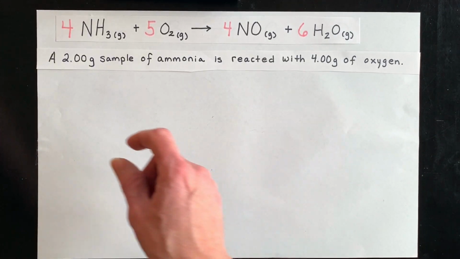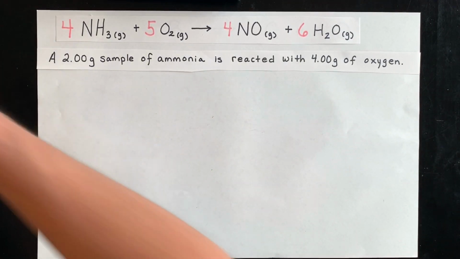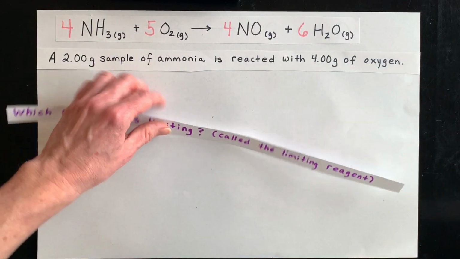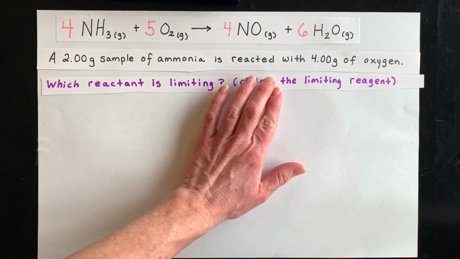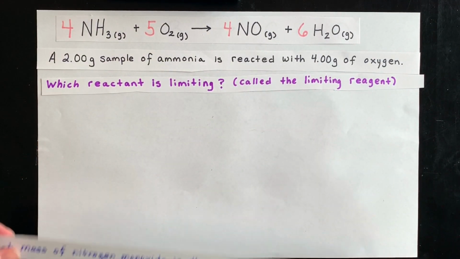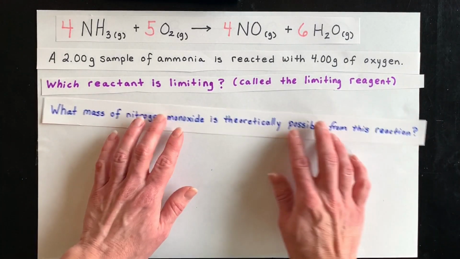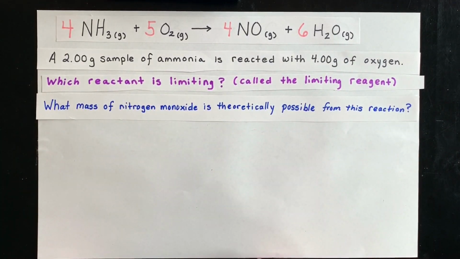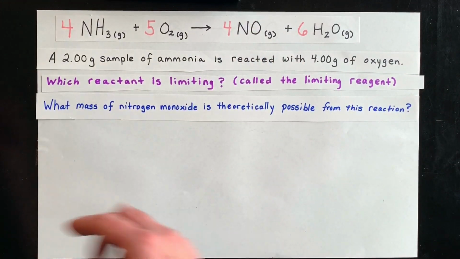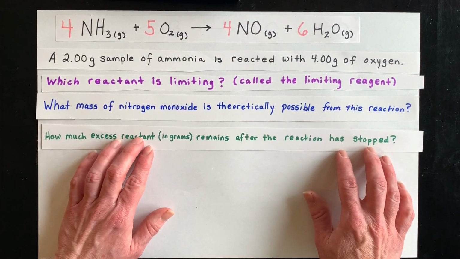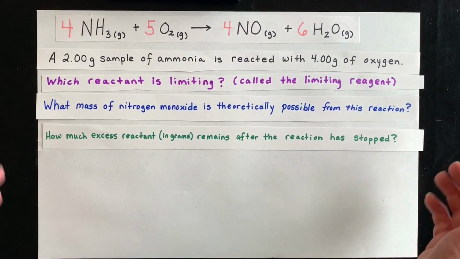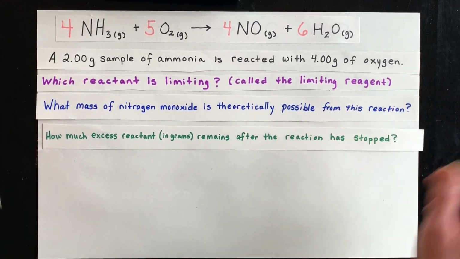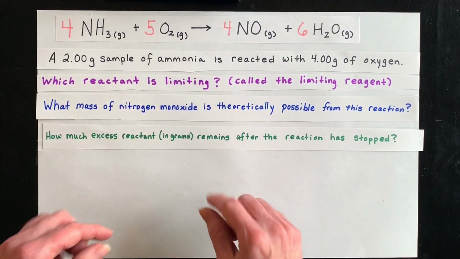Here are the questions that we're going to answer, and we'll answer them one at a time. First, and most important, is which one of these two masses is going to limit our reaction. After we do that, we're going to calculate the mass that's theoretically possible of the nitrogen monoxide. And last but not least, we'll calculate the excess reactant in mass, just like I showed you with those cards. Okay, so these are our goals, our 3 steps.